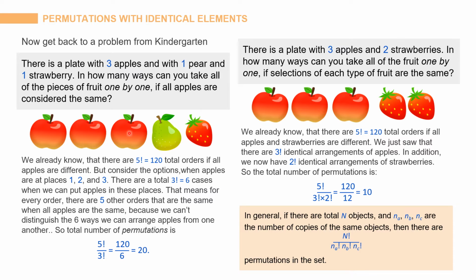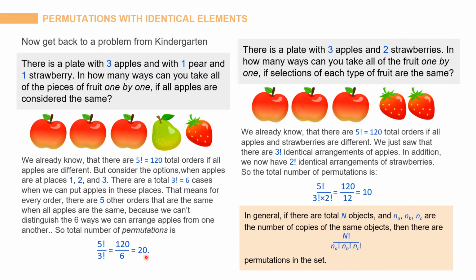But if all the apples are identical, I can't tell these ways apart. So there are 5 other orders that are the same if I pick one group of 3 red apples. We can't distinguish the 6 ways from one another. So we need to divide the total number of permutations by 3 factorial. So we have 5 factorial, and we're dividing it by 3 factorial. 120 divided by 6, or 20.